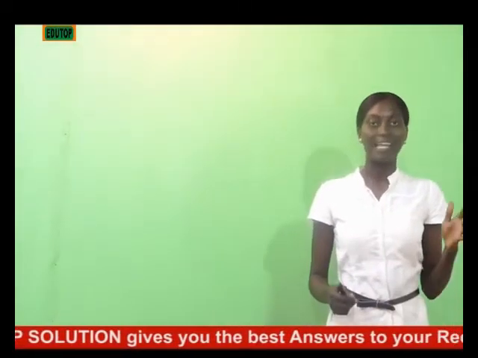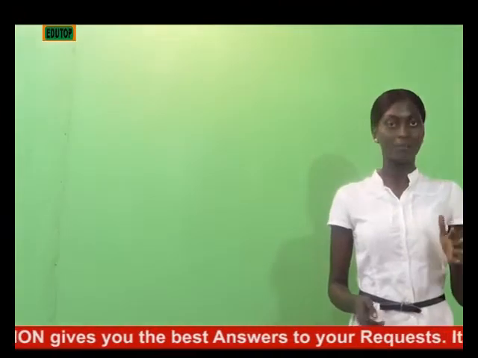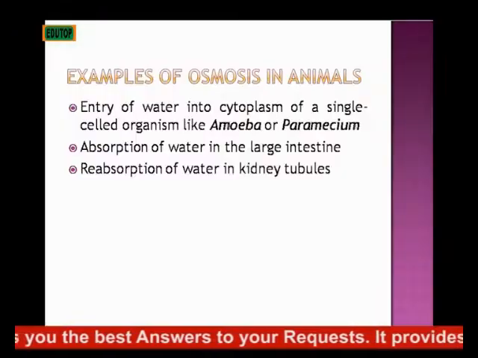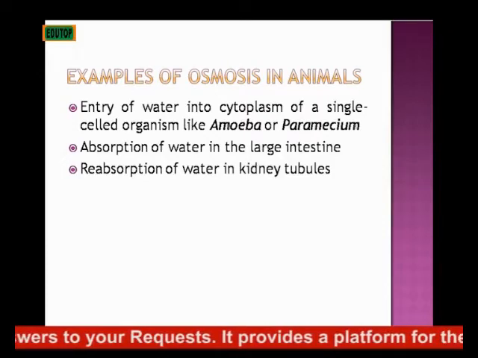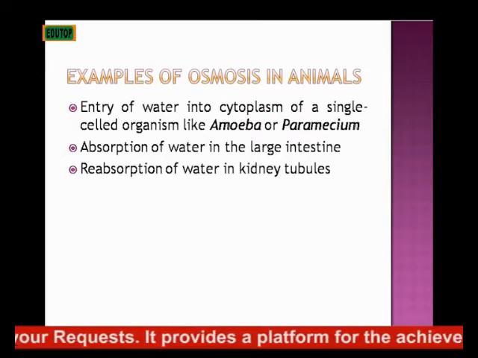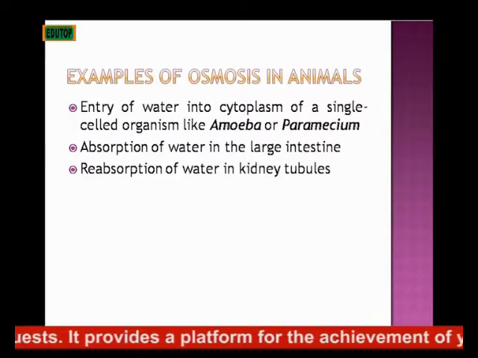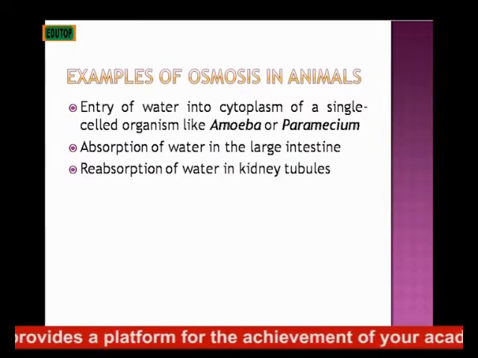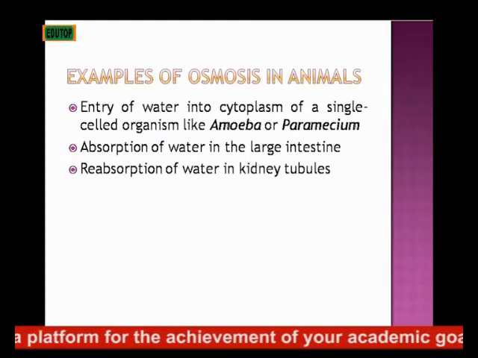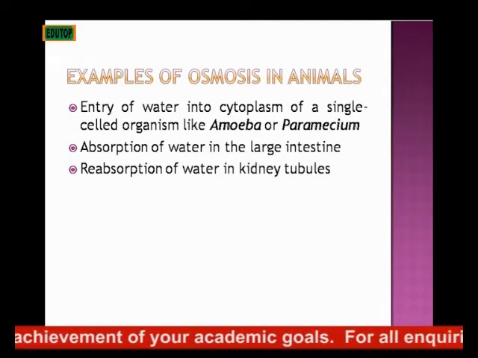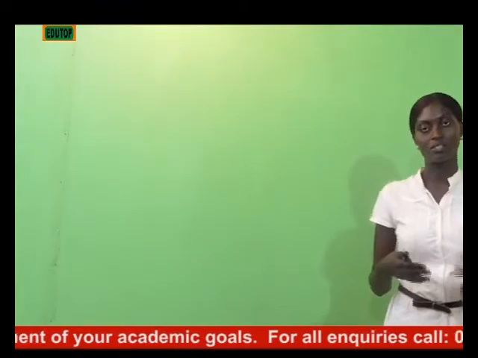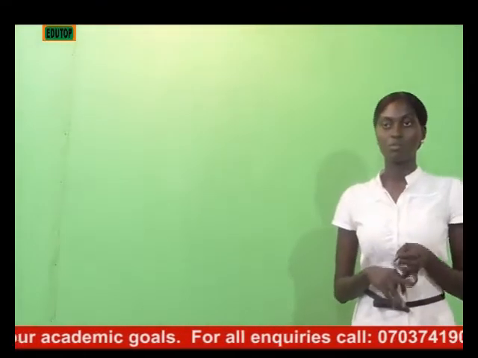Also, the movement of water across the cells of the cortex and that of the leaf is an example of osmosis in plants. Examples of osmosis in animals include the entry of water into the cytoplasm of a single-celled organism like amoeba or paramecium. They are aquatic, so when water enters into the cytoplasm of that particular organism, that's an example of osmosis.